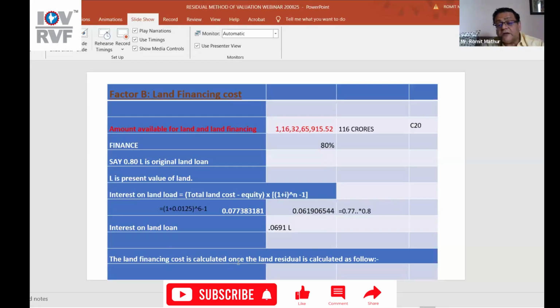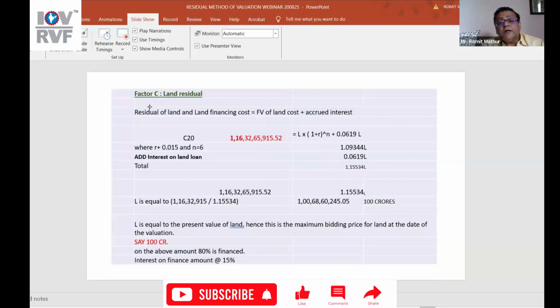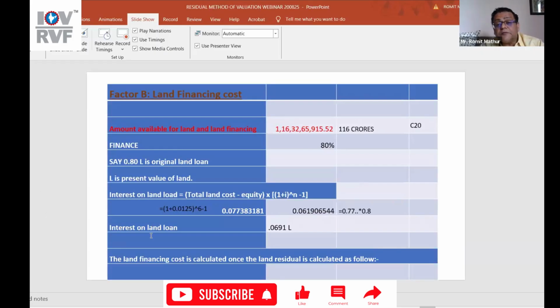The land financing cost is calculated once the land residual is calculated as follows. Land residual of land and financing cost is future value of land plus accrued interest, which is L into 1 plus R to the power of n, plus 0.0691 L. Why have we done 0.0691 L? Because we calculated that to be the interest component here.